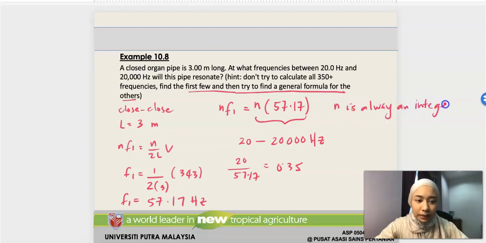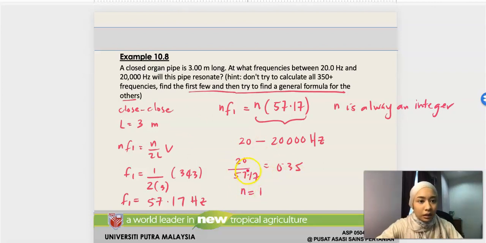So maksudnya dia tak overlap lah kat sini. Betul tak? So the first overlap happens at 57.17, obviously, because that's the fundamental frequency. So it happens at n equals to 1, 57.17.